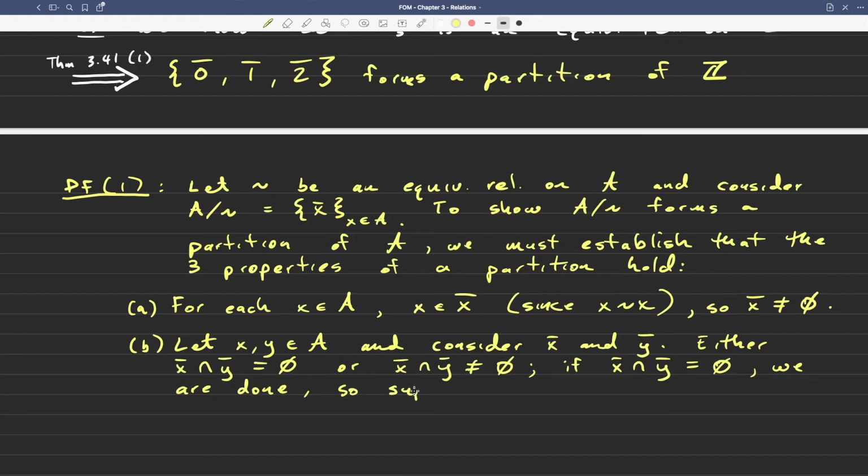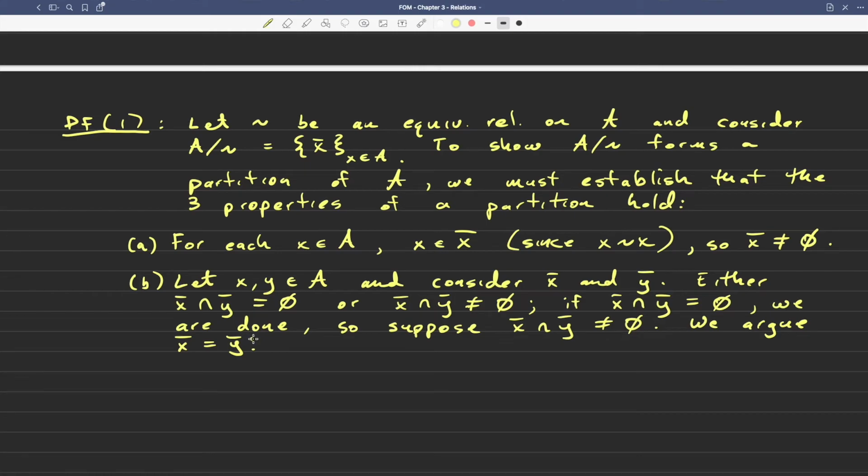So suppose x bar intersect y bar is not the empty set. Now we're supposing that our two equivalence classes have some overlap. And what we're going to show is that if that's the case, they actually have to be the same. So we're going to argue x bar has to equal y bar, and then that will establish what we need for part B, because for part B, what we've got to show is that either x bar intersect y bar equals the empty set or x bar equals y bar.